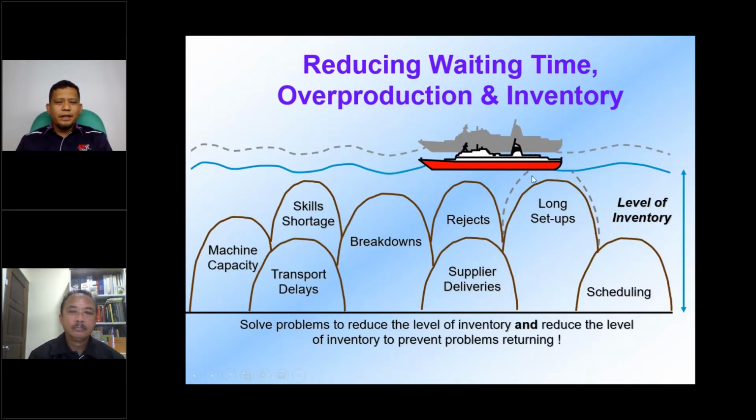Okay, and then we have the TPM. We're going to talk a little bit more about the breakdown, how to be more efficient, how to reduce that, to reduce the long setup using the TPM, to reduce the skill shortage. Some technological machine capacity is all under TPM. We're going to meet on the 30th. We share some of my observation and assessment on TPM.